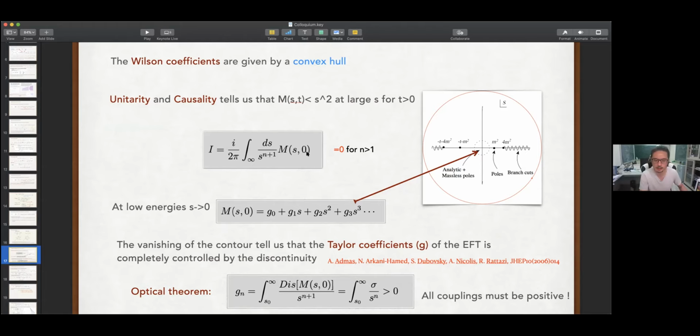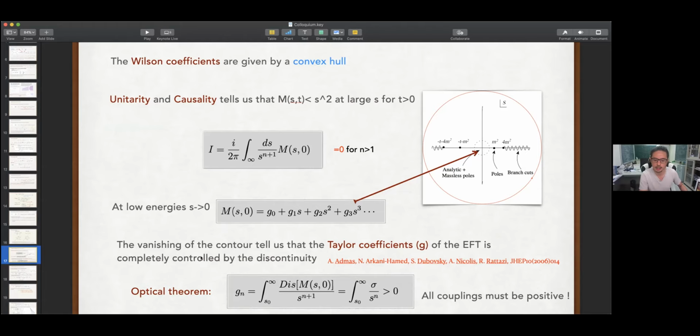And then of course, because of this bound, this integral at infinity is going to vanish for n greater than one. So from s to the third, s to the fourth, this integral is going to vanish. If this integral is going to vanish, then whatever contribution I pick up at the origin is going to be related to the poles or a discontinuity on the real axis, as we mentioned before. At the origin, because we're going to have an EFT description, you're going to have a polynomial expansion in S with these kinematically defined Wilson coefficients.